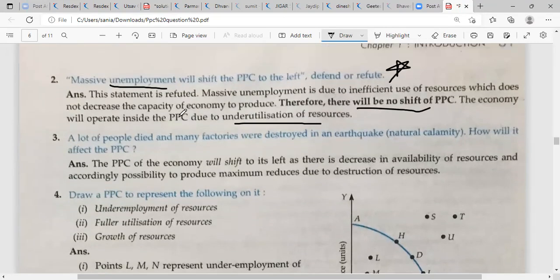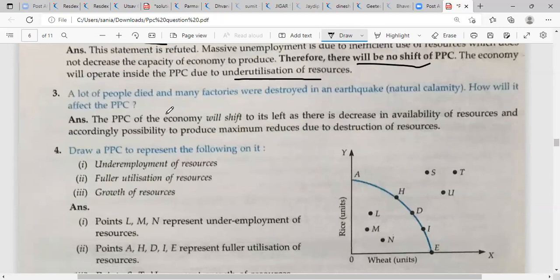Next, a lot of people died and many factories were destroyed in an earthquake. How will it affect the PPC? This is also an important question. The PPC will shift left. Why? Because due to the earthquake, our resources decreased. During an earthquake or natural calamity, our resources are destroyed. That's why the availability of resources, and accordingly the possibility to produce the maximum, reduced due to destruction of resources, and because of this the PPC will shift left.